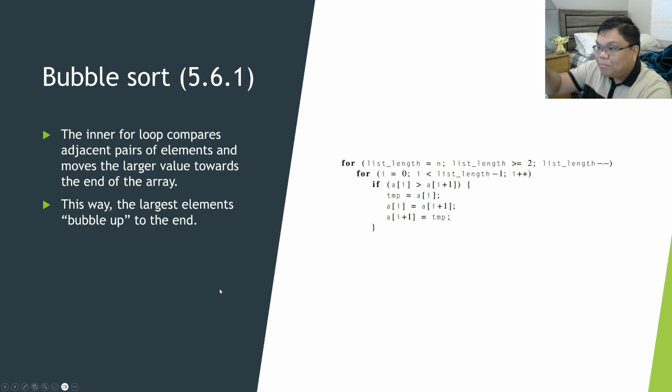Well, this is how the bubbling up works. It's going to swap elements 0 and 1 if they are out of order. Then it's going to swap elements 1 and 2 if they're out of order, 2 and 3 if they're out of order, 3 and 4 if they're out of order. The idea is we are bubbling up the largest element that we found. And once we've reached the end, we will have found the largest element. It's bubbling it up to the top.